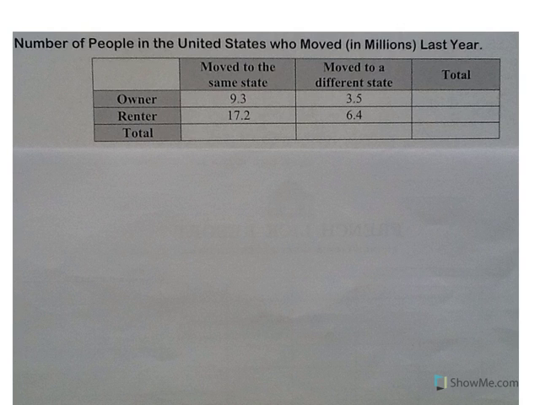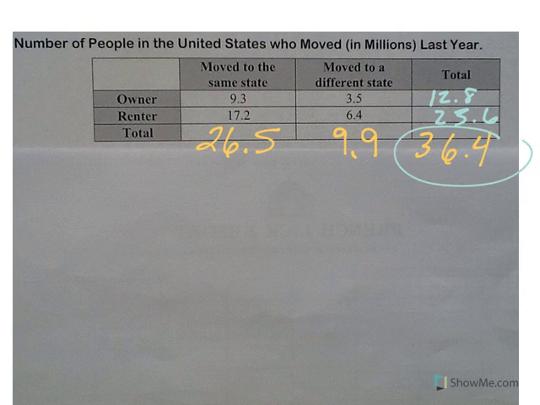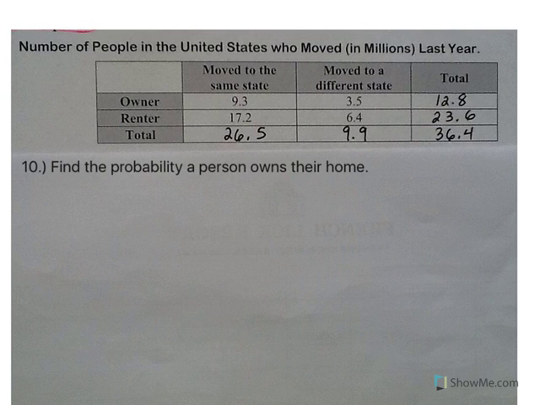So we total the move to the same state, and we get 26.5. Move to a different state, 9.9. That gives me a total of 36.4. So when I look horizontally, and I add across, I should have 12.8 plus 23.6, and again, those should equal 36.4. So you want to make sure that when you add horizontally and vertically, you get the same total. All right, let's do some problems.